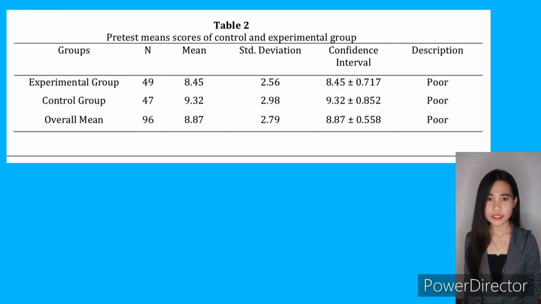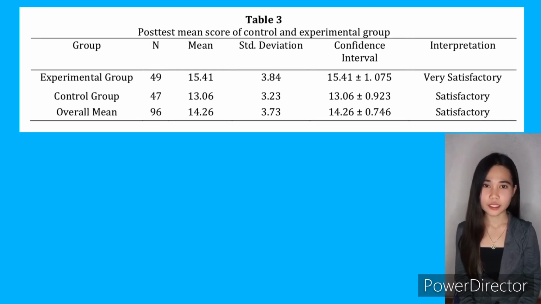Table 2 presents the pretest mean scores of the control group and experimental group. This implies that the experimental group has a lower standard deviation, which means that data are more homogeneous than the control group. Both groups showed a low score in the pretest. Table 3 presents the post-test mean scores of the control group and experimental group. This implies that the students demonstrate adequate problem-solving skills.